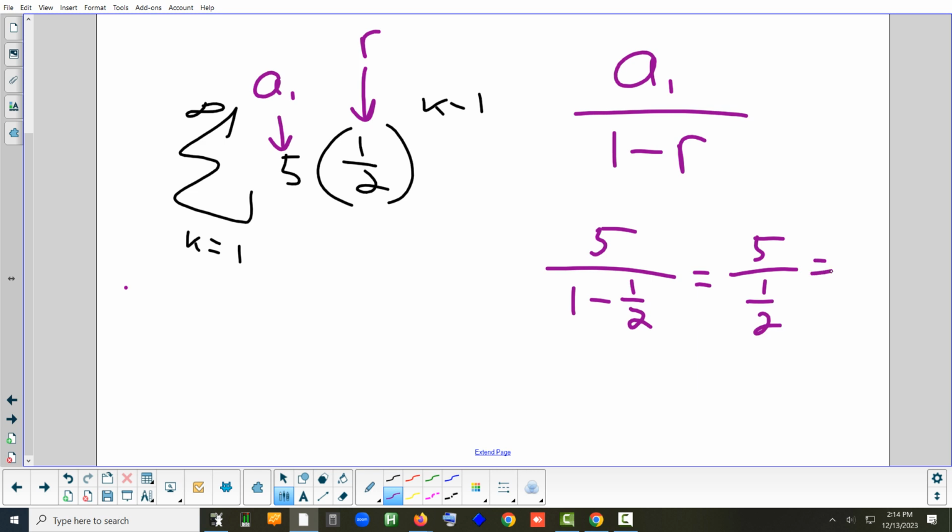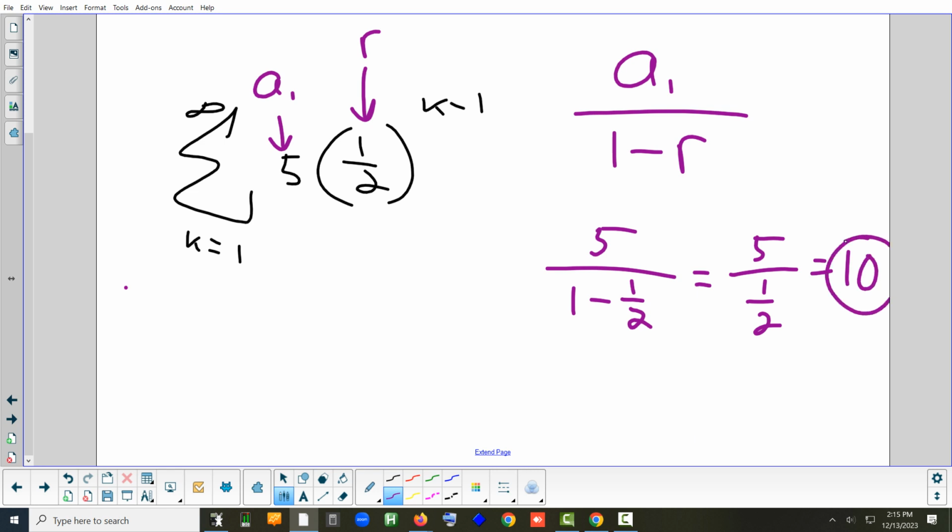And what's 5 divided by 1/2? What is it? Not 5 divided by 2. That would be 5/2. This is 5 divided by like 0.5. Think of it that way. 10. That's 10.